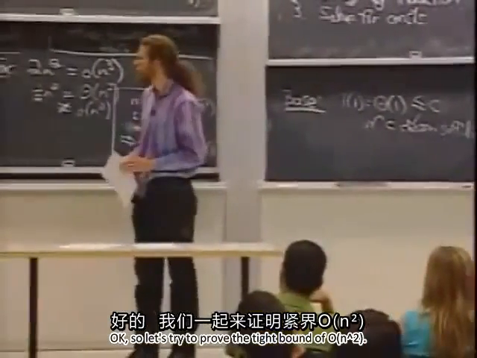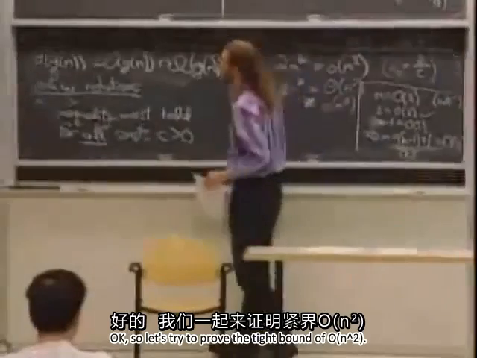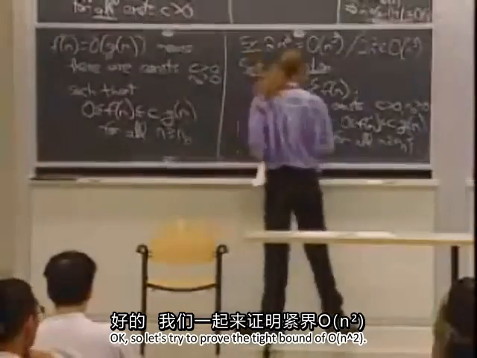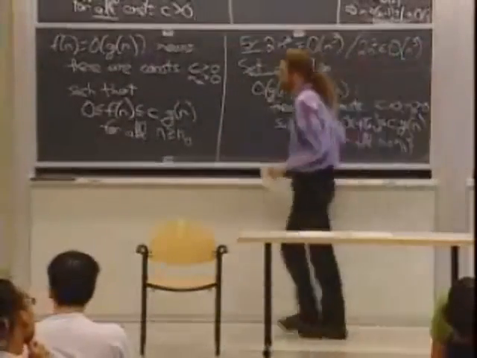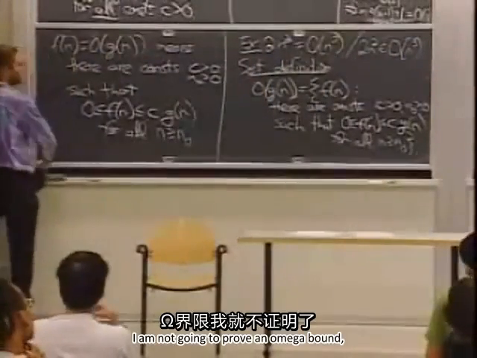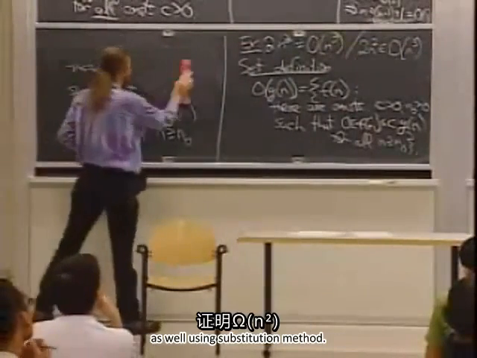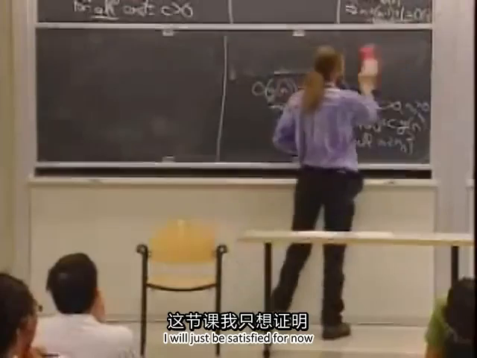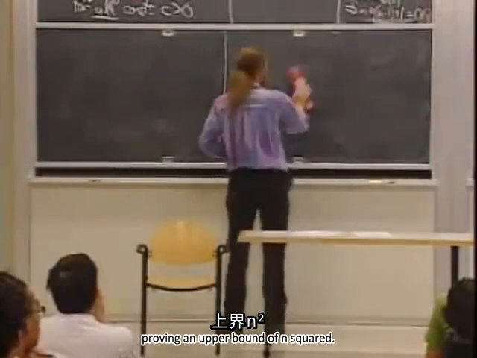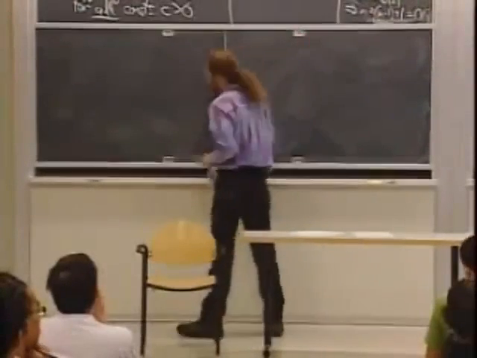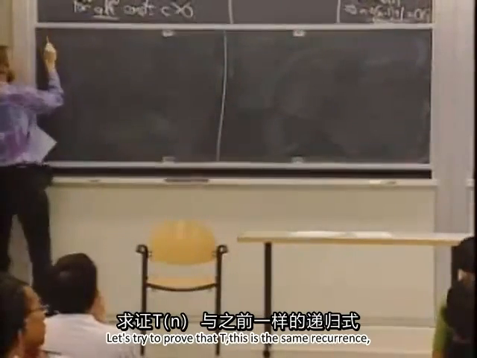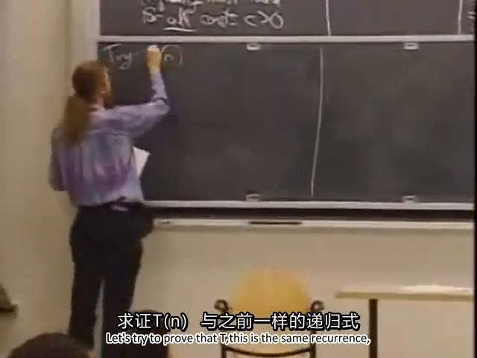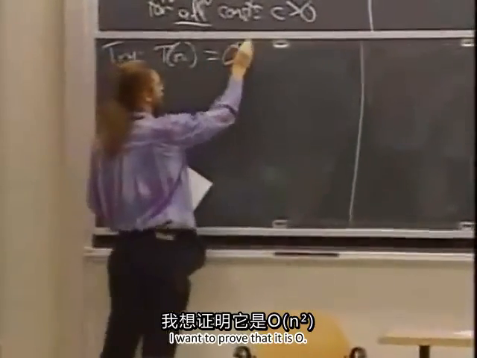OK, so let's try to prove the tight bound of order n squared. I'm not going to prove an omega bound, but you could prove an omega n squared bound as well using the substitution method. I'll just be satisfied for now proving an upper bound of n squared. So let's try to prove that T of n, this is the same recurrence, I want to prove that it's order n squared.